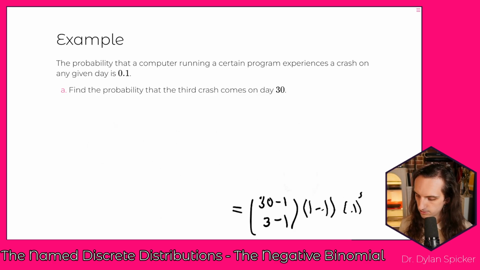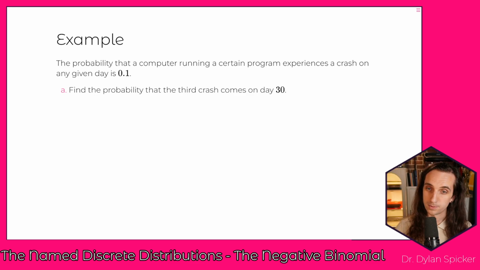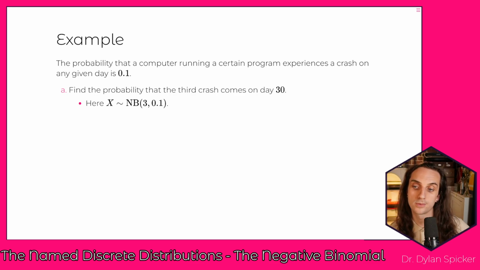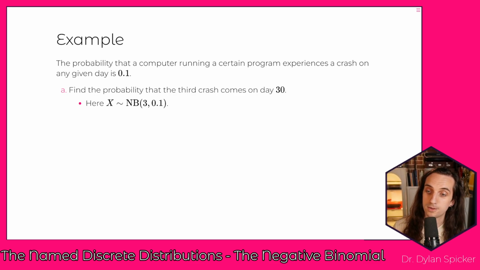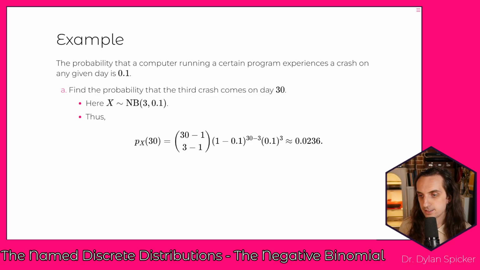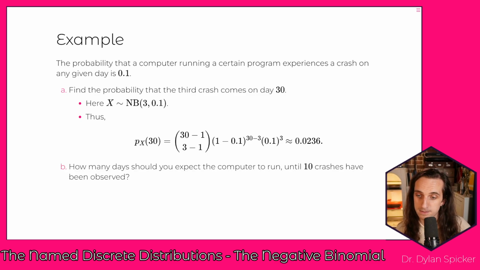So again, identifying that this is negative binomial makes it quite straightforward for us to work out the probability mass function here. We have x being a negative binomial with r of 3 and p of 0.1, right? So plugging into our probability mass function, we get the probability is about 0.0236. So about a 2.4% chance that on day 30, the third crash comes.